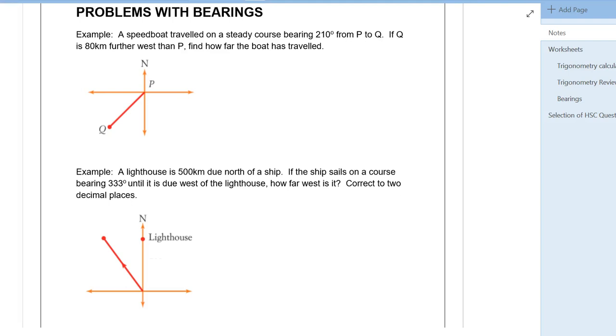Problems with bearings, they need a diagram to help you out with them. So to draw the diagram, you have to draw the cross first, which I've shown you there. And if it says how far west, I'm measuring a horizontal line because this is the east-west line.